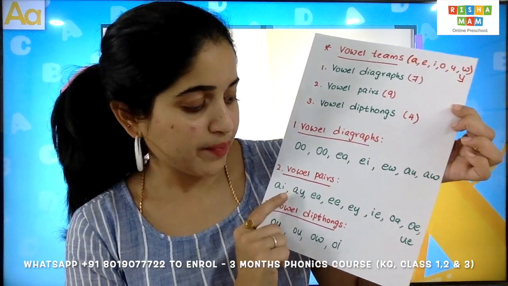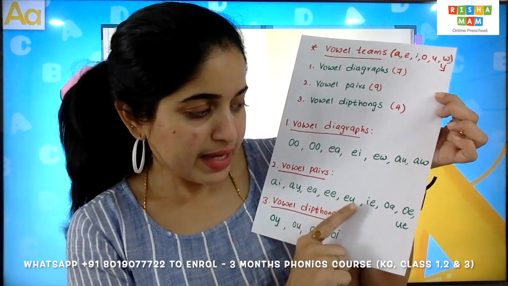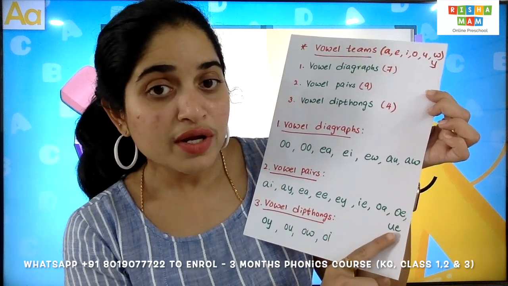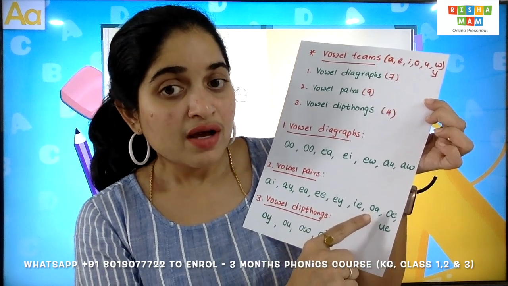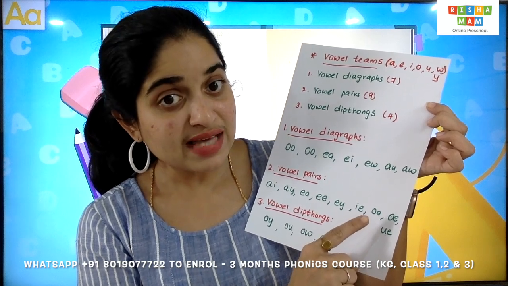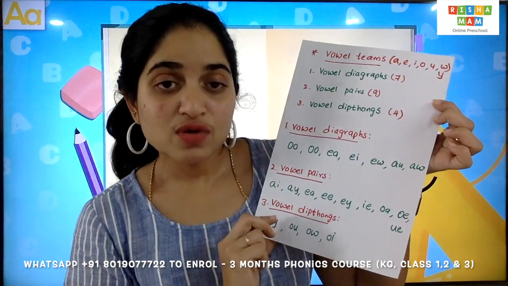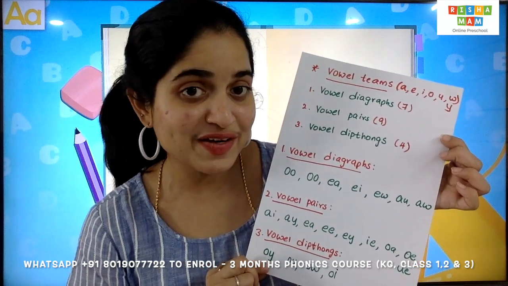Is A, E, E, I, O, U. Okay, these are the 9 sounds of vowel pairs which walking together makes the name of the first letter. So let's see some examples to make you understand about vowel pairs clearly, okay?